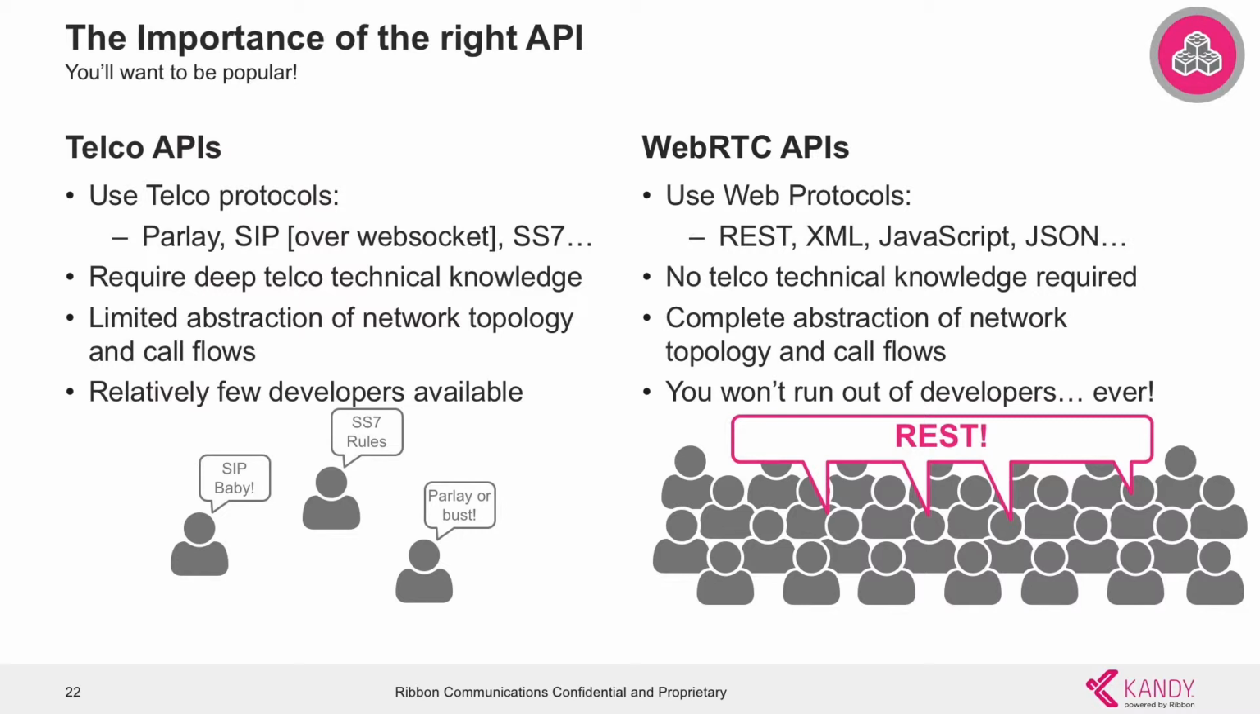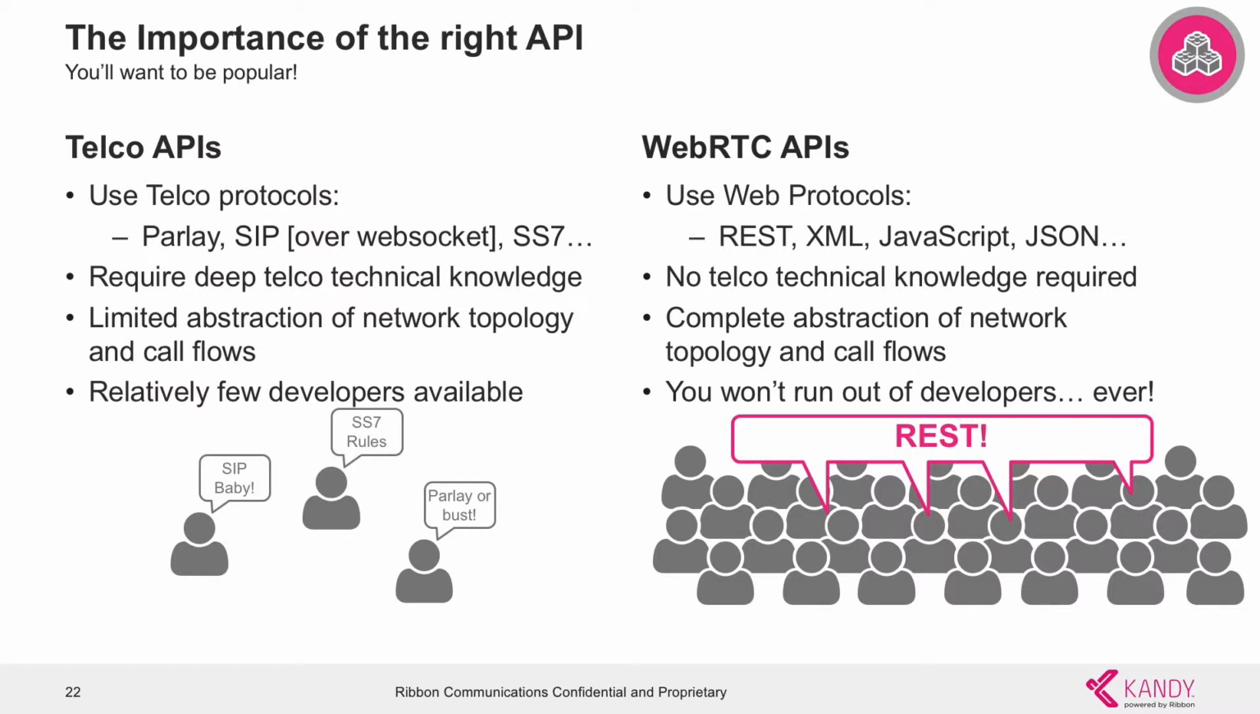The problem with telco APIs is that they're going to be using telco protocols, Parlay, SIP, which you can still put over WebSocket, and SS7, which you can also put over IP using SIGTRAN. But you will need to have deep technological knowledge of the telco protocols, because the abstraction of the network topology is much more limited than when you use REST-based APIs, and there are relatively few developers available. Finding professionals who know how to code on SIP, SS7, or Parlay is really complicated.